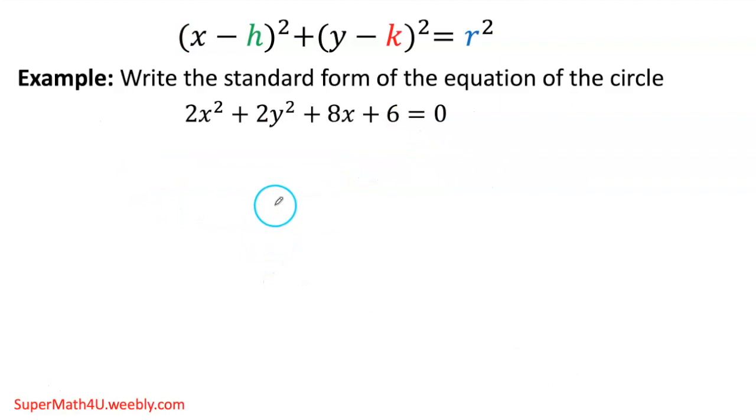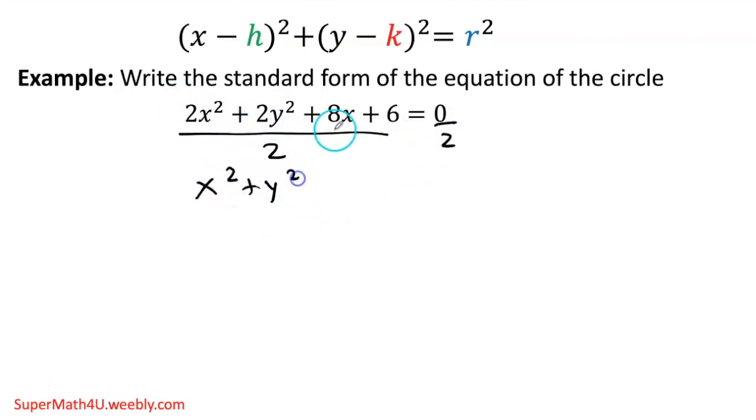Okay, so if there's a 2 in front of the x squared or the y squared, you have to get rid of it. Meaning, let's get rid of that 2 by dividing both sides by 2. 2x squared divided by 2 is going to give me x squared. 2 divided by 2 gives me y squared. 8 divided by 2 gives me 4x. 6 divided by 2 gives me 3. 0 divided by any number stays 0. And now the 2 and the 2 is gone. Those are gone. Now let's organize.